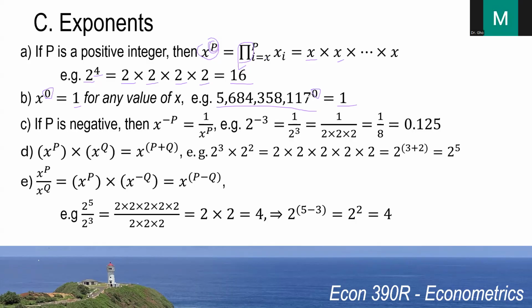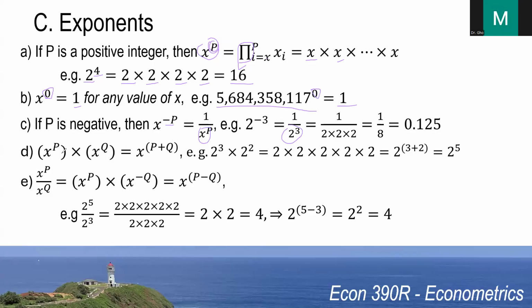What happens if the power is negative? X raised to a negative power, all you do is put it in the denominator: 1 divided by x raised to a positive number. So 2 to the negative 3 really is 1 divided by 2 to the third, 2 cubed, or 1/8 or 0.125, however you want to express it.